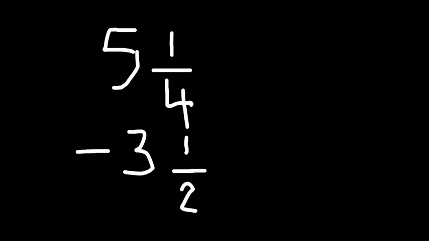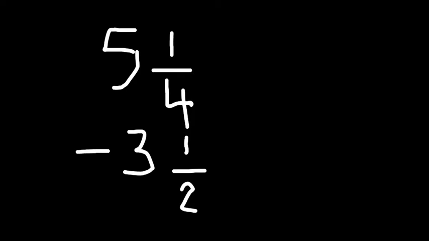Okay, now with addition before, all we did was add the whole numbers and then add the fractions, and that was straightforward. Now I don't want to do this. I don't want to do 5 minus 3 equals 2, and 1/4 minus a half. Only because in this case I have 1/4, which happens to be smaller than a half. Okay, so I have a little problem here.